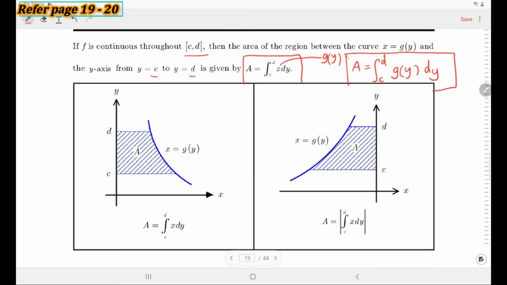In these two sketches below, on the left side, the curve is on the right of the y-axis. So the area under this curve, we refer to the y-axis. The area from C to D, we are going to use this formula. The same goes for the sketch on the right side, where the curve is on the left side of the y-axis. The y-axis is the reference line here, so the area under this function will be negative, so we put the modulus here because the area is always positive.